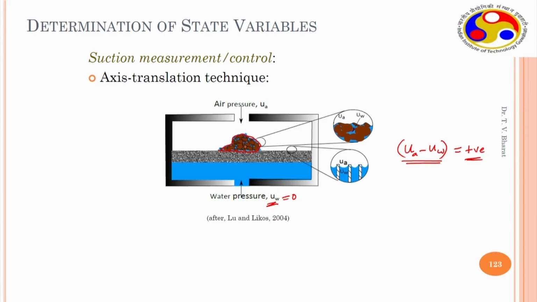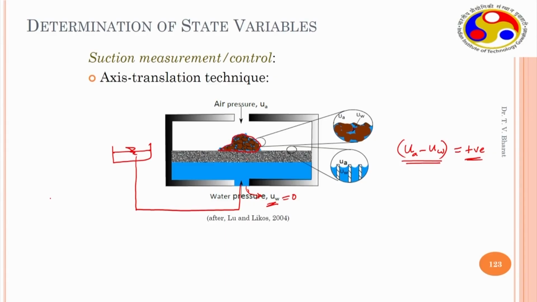Slowly, as UA minus UW is increasing, water starts bleeding from the soil, because you have increased the suction. As there is a good contact between the air entry disc and soil, the water leaves through this and comes out. So you can collect this particular water. If you connect to a burette stand, you may collect the amount of water that is coming out. So as and when UA minus UW is increased, the amount of water that is coming out is known.